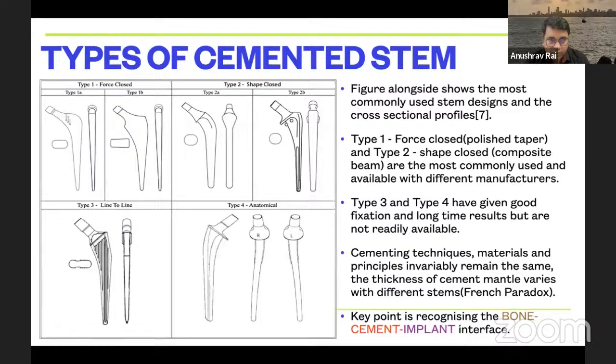This photo is the crux of the whole presentation. It shows type 1, type 2, type 3, type 4 cemented stems which are manufactured globally around the world. Type 3 and type 4 are the rarest. They are available, but not as frequent as type 1 and type 2. Type 1 is the force closed design, and type 2 is the shape closed design. So I'm going to limit our discussion to type 1 and type 2.